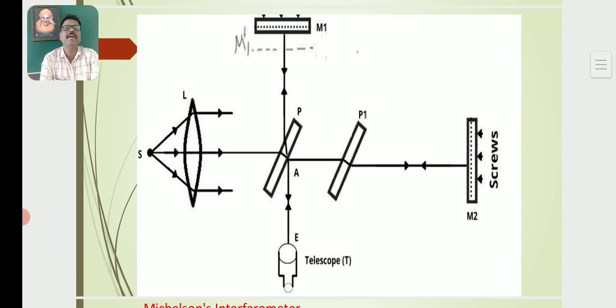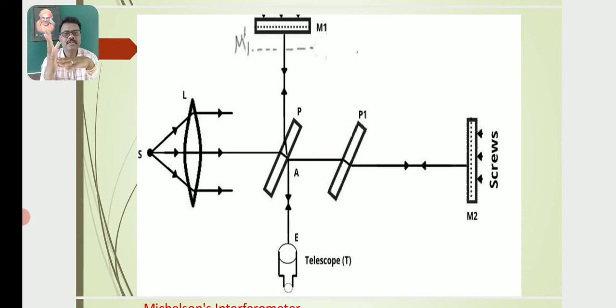So now you see the diagram, which indicates the arrangement of the interferometer. Usually the interferometer consists of two mirrors M1 and M2, then two plates P and P dash or P1, where the glass plate P is semi-silvered.